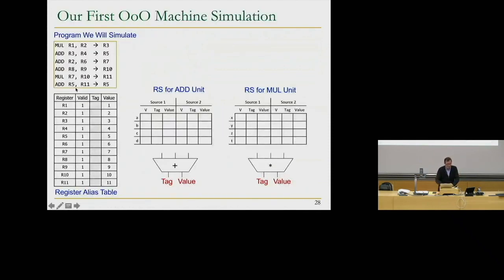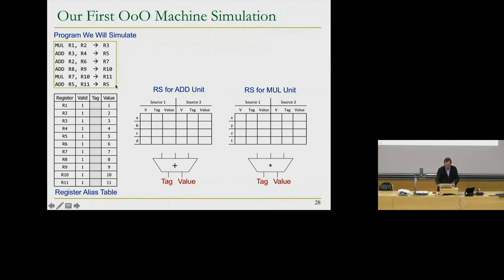Okay. So this is the program we're going to simulate. It's the same program that I showed you, multiplies and adds. This is the initial value of the register alias table. So you have all registers that are valid, and these are the values. So tags don't matter because everything is valid. And this is the reservation station for the add unit, and this is the reservation station for the multiply unit. Each unit has an adder and a multiplier, and whenever an instruction finishes, it produces a tag and a value that gets broadcast everywhere.